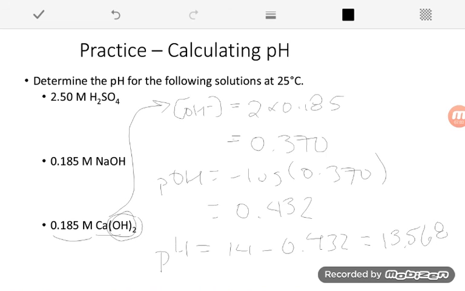I do that, and I get 13.568. So notice that bases, I always like to say bases are obnoxious. They always require one extra step. For the acid, we went directly to the H3O+ and then to the pH. For the bases, it requires an in-between. We go from the OH- to the pOH and then to the pH. So bases are obnoxious, and they're always going to ask us for one extra step.